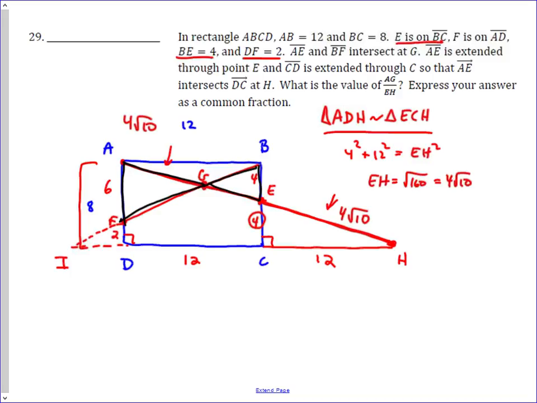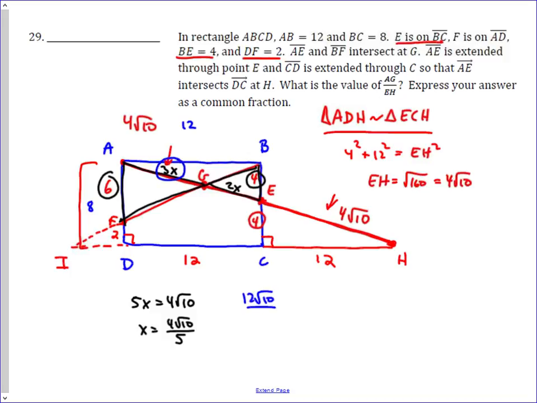And they both have a base of 4 and 6, which means the ratio of their sides is 2 to 3. That means that if this is 3x, then this is 2x, because of the ratio of those two triangles, which means 5x equals 4 root 10. So x equals 4 root 10 over 5. And so that means that this length here is 3 times that, which gives you 12 root 10 over 5.